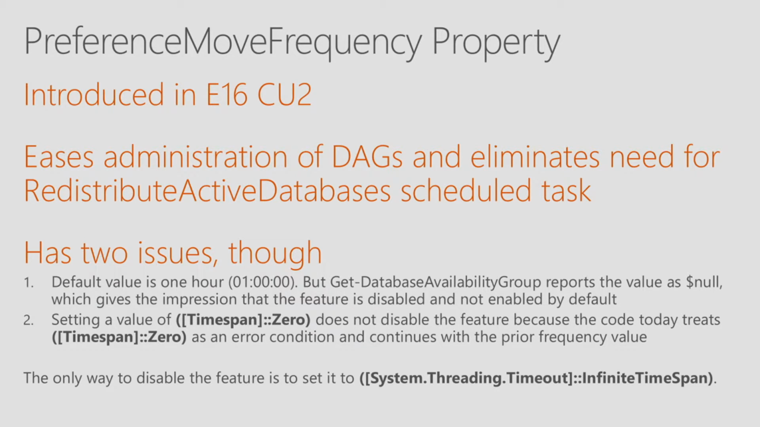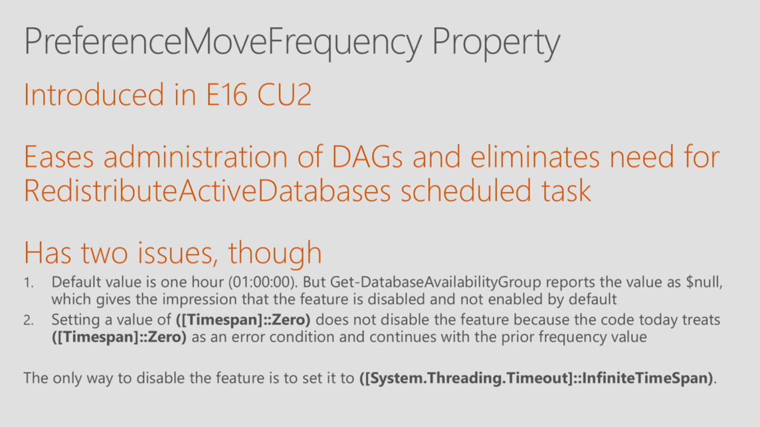Now, there are two issues that got introduced with this, though. The feature works great, but the default value is 1 hour. And unfortunately, in the code, when you run Get-DatabaseAvailabilityGroup, it actually reports that default value as $null. That will give you the mistaken impression that the feature is turned off when it's not. It's actually on. We just aren't reporting it correctly.